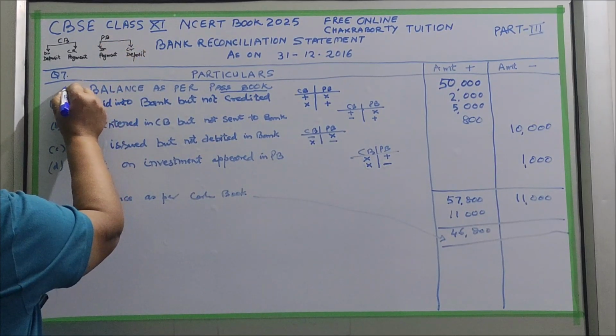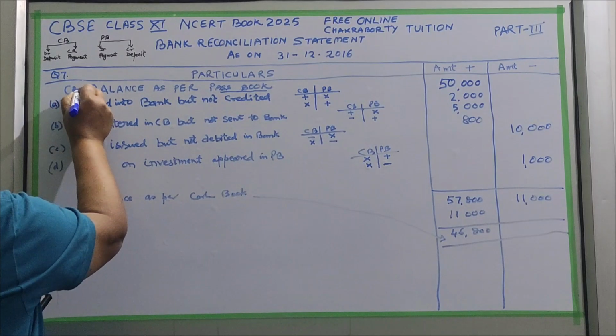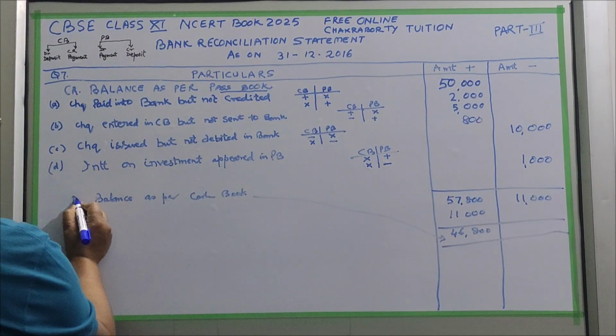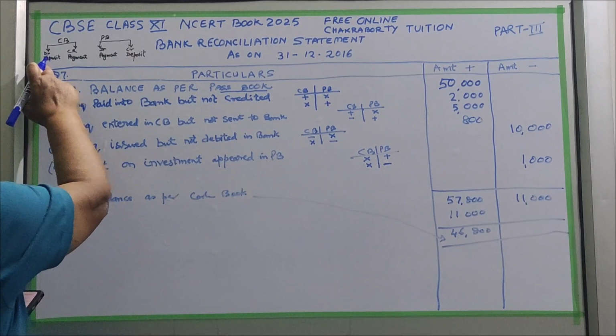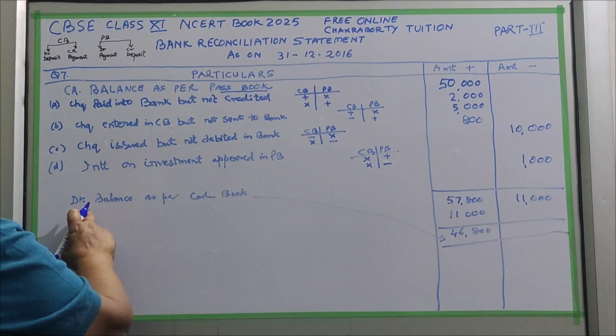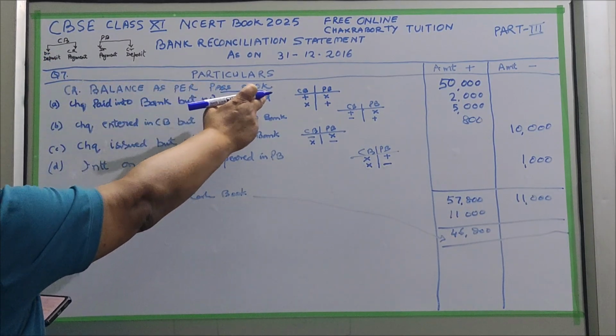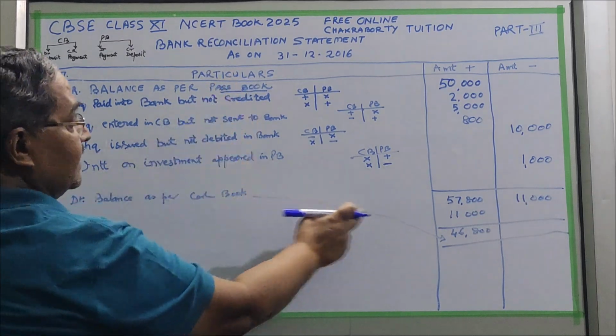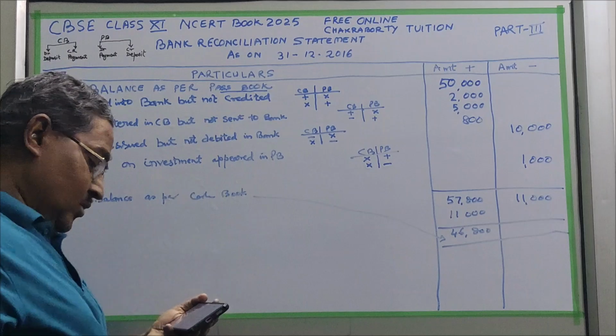Passbook balance means it is always a credit entry, because credit is deposit. So the answer will be just opposite to it, which means a debit balance. Debit balance in the cash book means deposit, so it will agree with the credit balance as per the passbook. The answer will come just opposite to it: debit balance as per this one. This answer is okay.